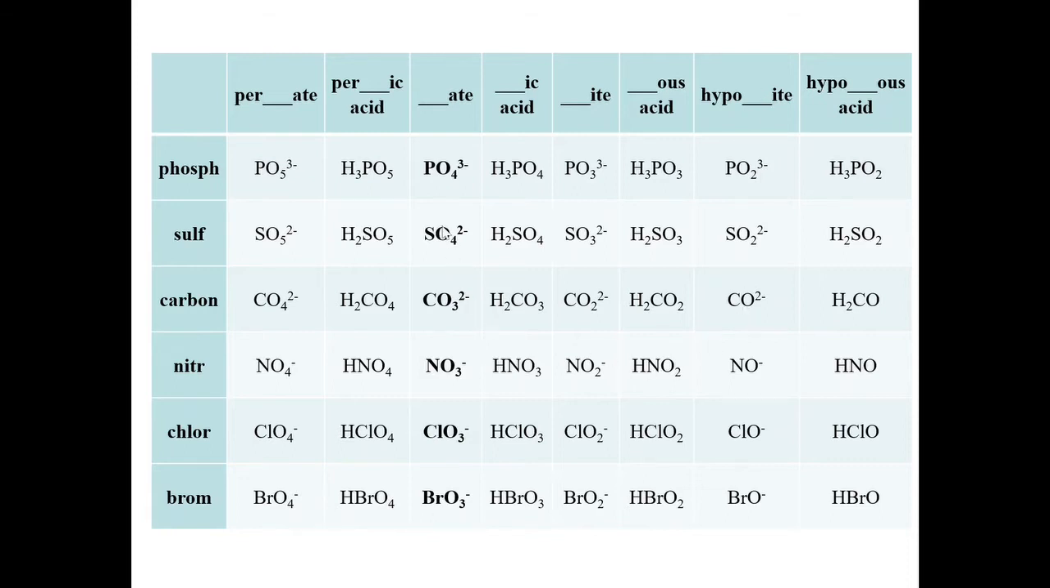There is also a pattern with the acid version of these polyatomic ions. If you take the ion as it stands, so phosphate, and you add the number of hydrogens that correspond to the negative charge, so 3 in the case of phosphate, then you end up with an ic acid.